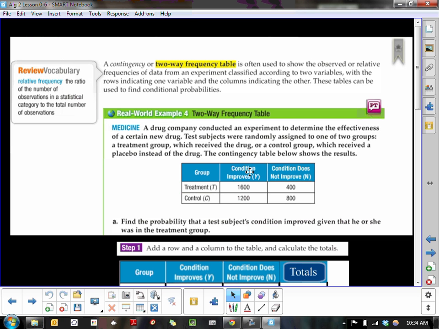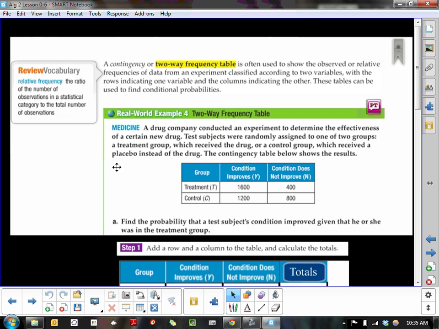Now this is a frequency table because it tells us how often 1,600 people said that they received the treatment, 1,200 received the control, placebo. 400 people said that they did improve, and 800 said that they did not improve. So these are frequencies. We're going to convert these frequencies into relative frequencies, which is the ratio. A ratio is a fraction of the number of observations in the statistical category to the total number of observations.